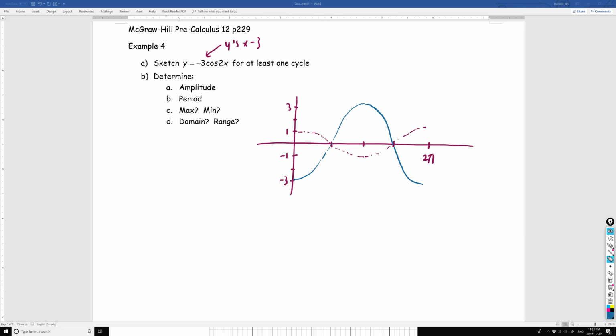What we really should have done from the get-go is take care of the period. Normally the period for cosine is 2 pi, but really we have a b value here. We should have attacked this right away. We're going to say b equals 2, which means twice as skinny. So we write a formula here: period equals 2 pi divided by the absolute value of b, which is the absolute value of 2, which is 2. So the period is pi.